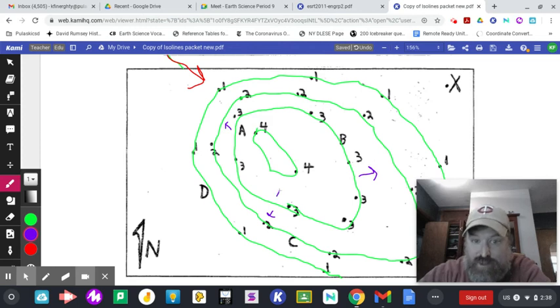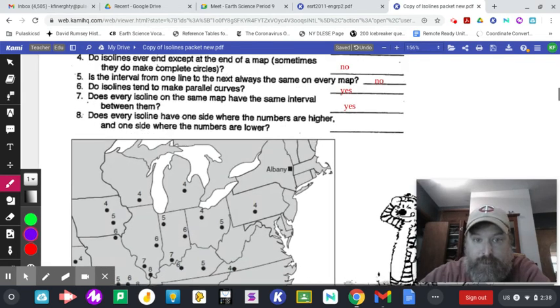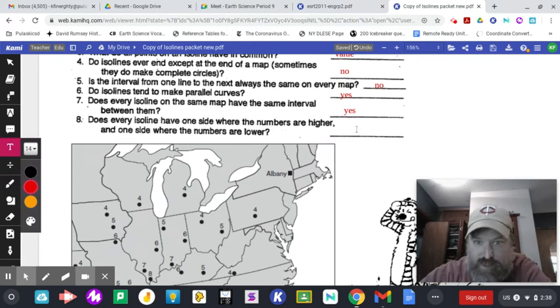Or on this side of the 3 line, those numbers are higher. So that rule still is a thing. Just because these made loops doesn't mean that rule still exists. So yeah, it still is a rule that on one side of the line, on one side of the 3, there's lower numbers, on one side there's higher numbers. So if that was a bit of a head scratcher, that's good. If you had to think about that, that's good. I appreciate that you're thinking.